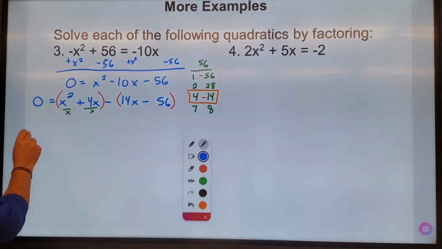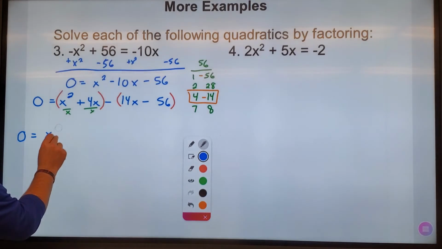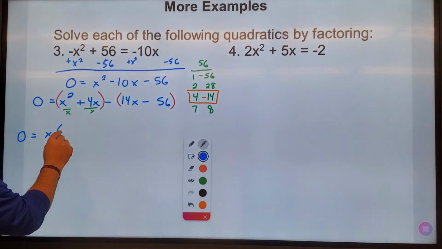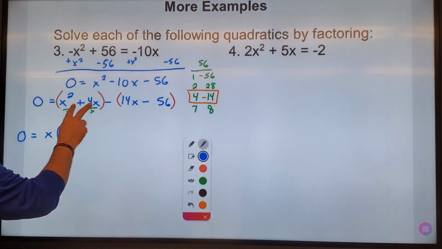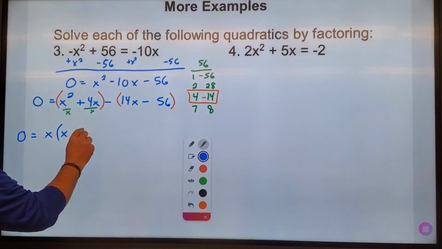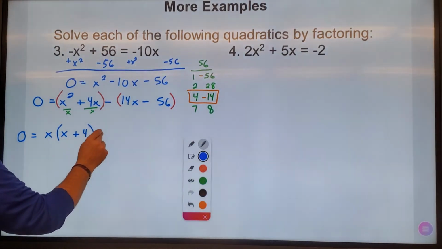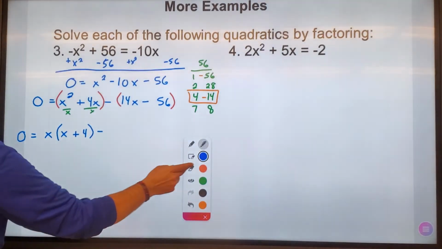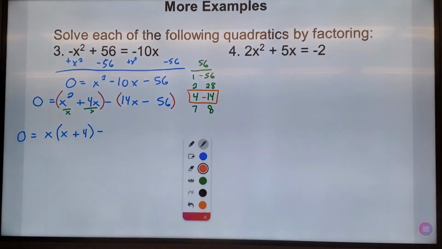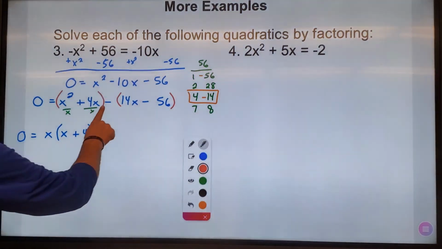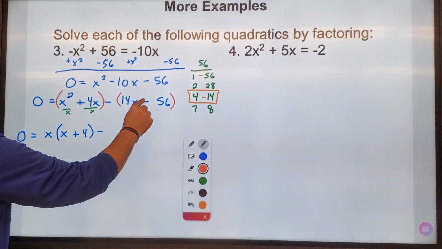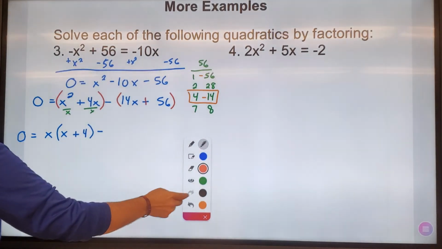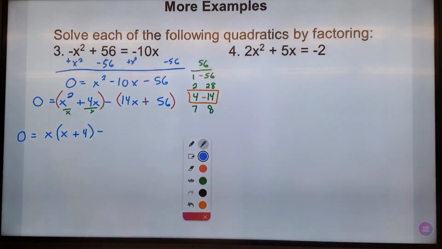So I have 0 equals x times, x squared divided by x is just x. 4x divided by x is 4. Minus sign comes down. Once I have a minus in the middle, I have to change this sign. So again, this now becomes a plus, the opposite sign.